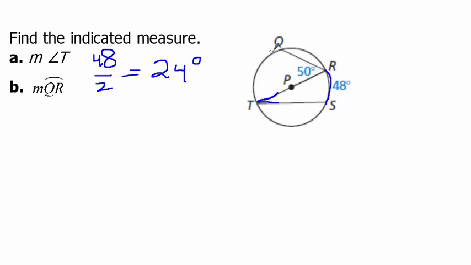I can also go the other way. I can find the arc. So we have another inscribed angle, and that inscribed angle is 50. The arc has to be double. So we can go both directions and find the arc by doubling it, or the angle by cutting the arc in half.